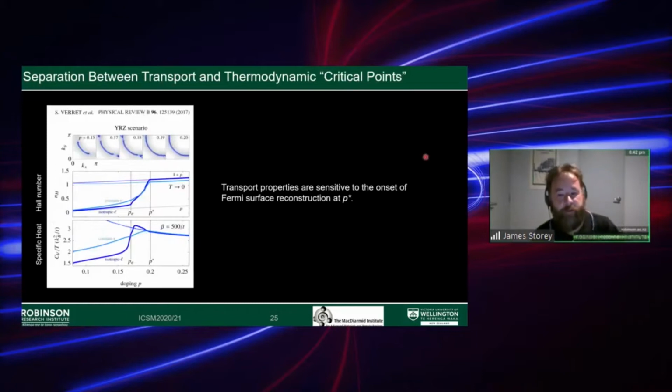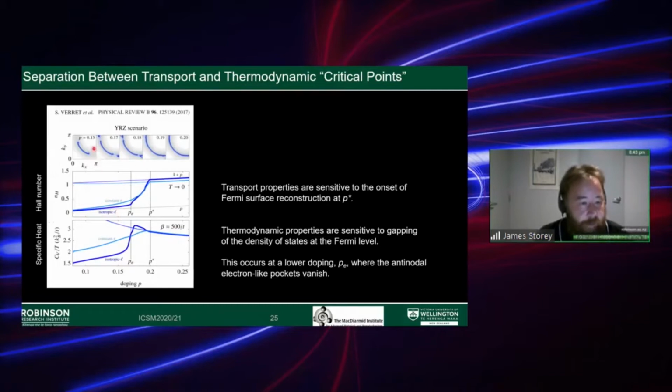But how else can we test this picture? So a feature of this sort of model is that it predicts a separation between the doping where Hall number changes and specific heat changes. So in this work, they showed, as I did, that at the onset of reconstruction, the Hall number decreases, whereas if you look at the specific heat jump at Tc, that doesn't change to a lower doping. So they call the upper change p star and the lower doping here p_E. And this corresponds to the region where the electron-like pockets start to vanish. So between 0.15 and 0.17.